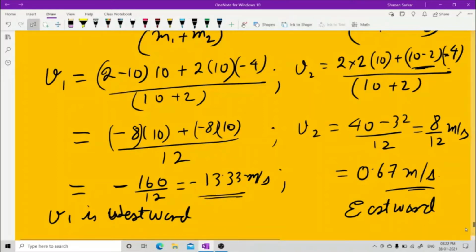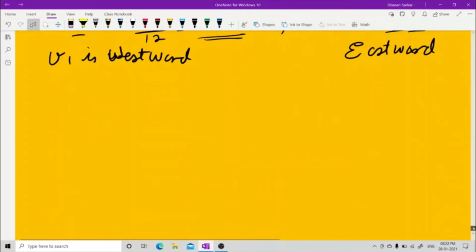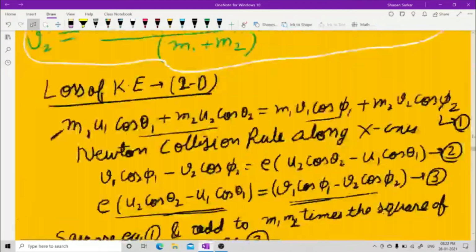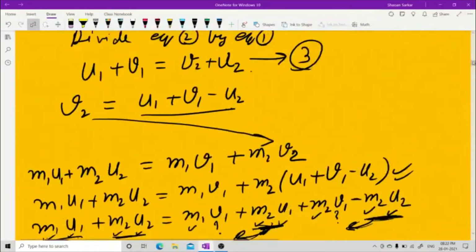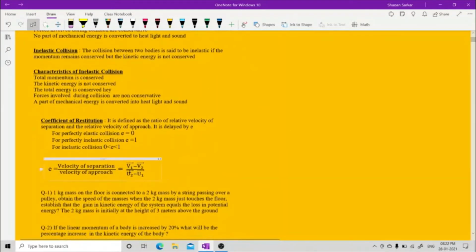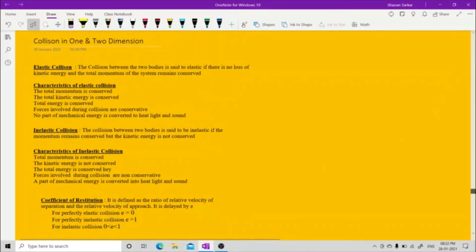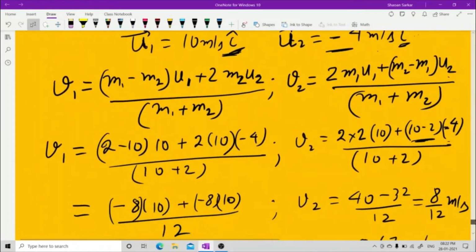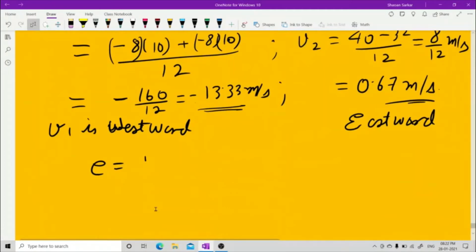Now the thing is, you have to find the coefficient of restitution. Coefficient of restitution E. I have already told you the formula. You can see here, for your remembrance, I'm taking you there only. Let me pull it a little bit down. Yes, you can see V1 minus V2 upon U2 minus U1. So let's come down quickly to this point.